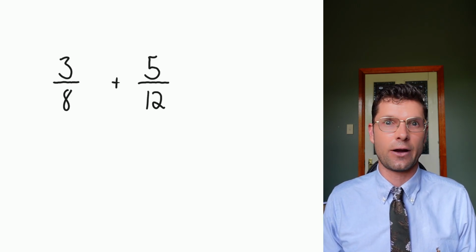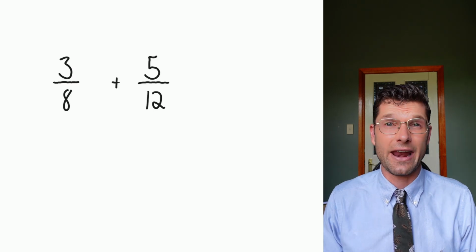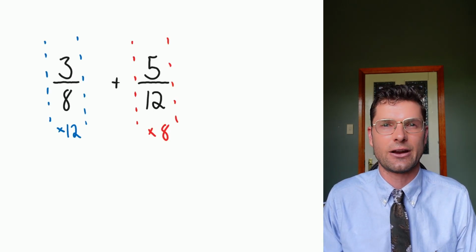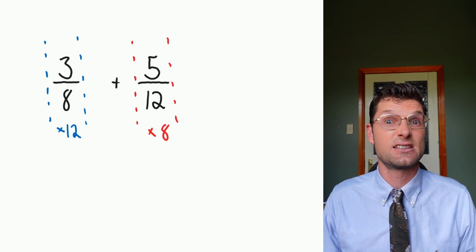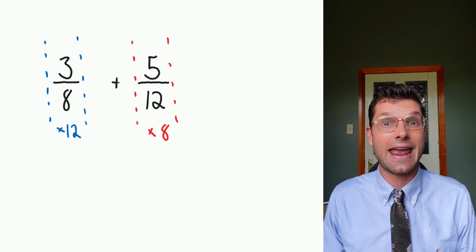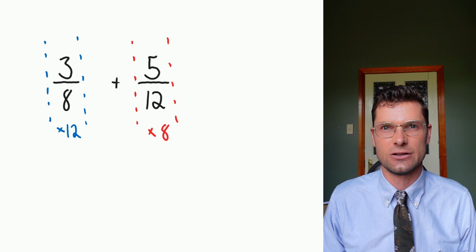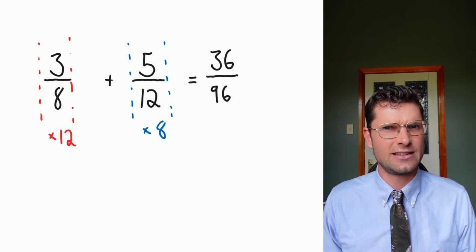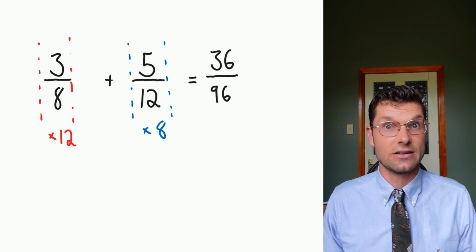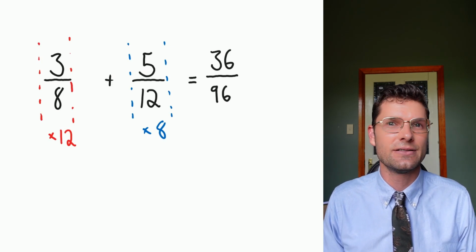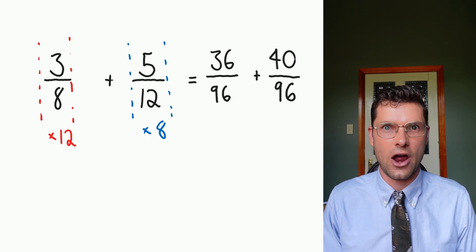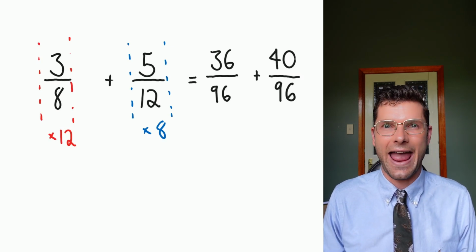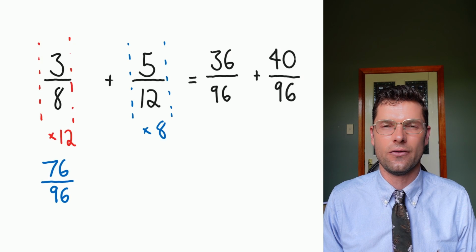So for this one, I've got 3 over 8 plus 5 over 12. What I'd have to do is multiply the whole first fraction by 12 and multiply the whole second fraction by 8. Already I'm getting into some pretty big numbers, but we're going to see how to do this still using that first method. So if I multiply everything by 12, I'm left with 36 over 96. 8 times 12 is 96. That's already a hard multiplication. And then I've got 40 over 96 as well. That's great. My denominators are the same. And then when I add these together, I'm going to have 76 over 96.